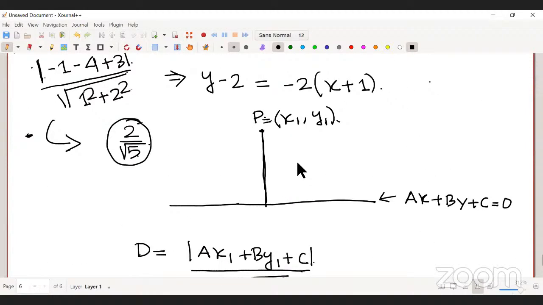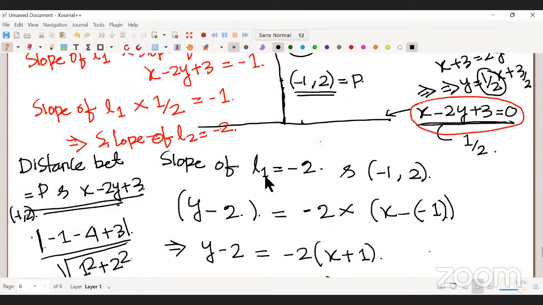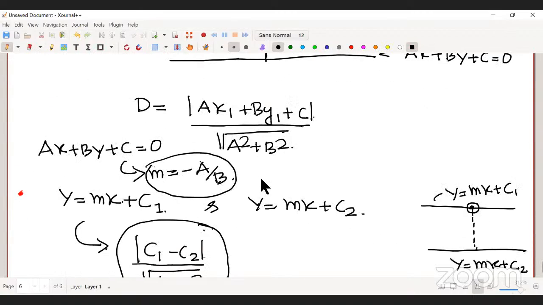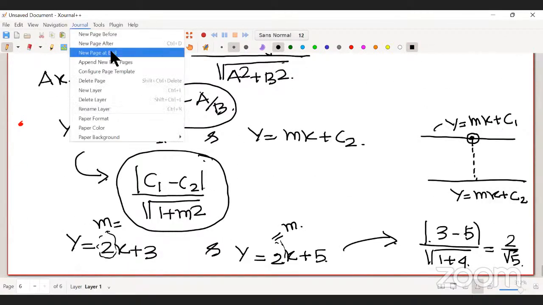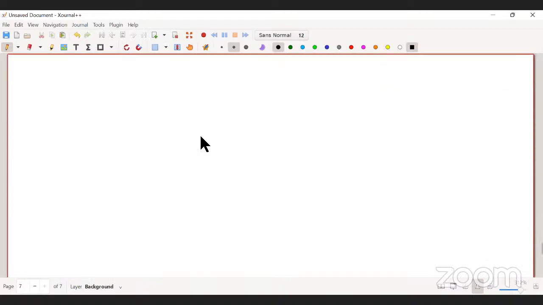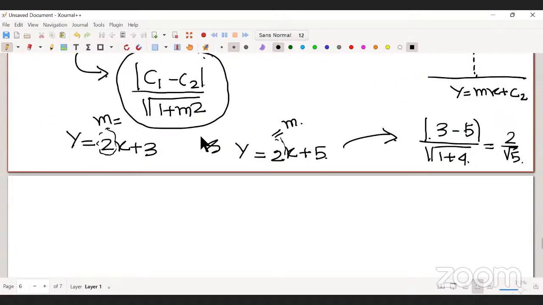Okay, so these are the things I wanted to discuss in week 3. The next thing I'm going to discuss in week 3 is the quadratic function, and I'll quickly say a few things about the quadratic function.